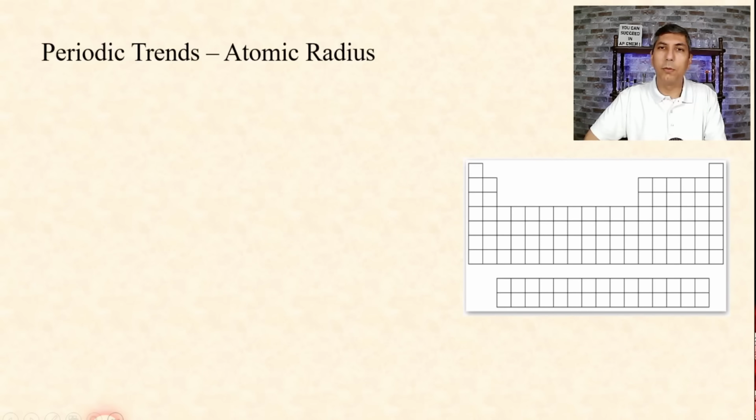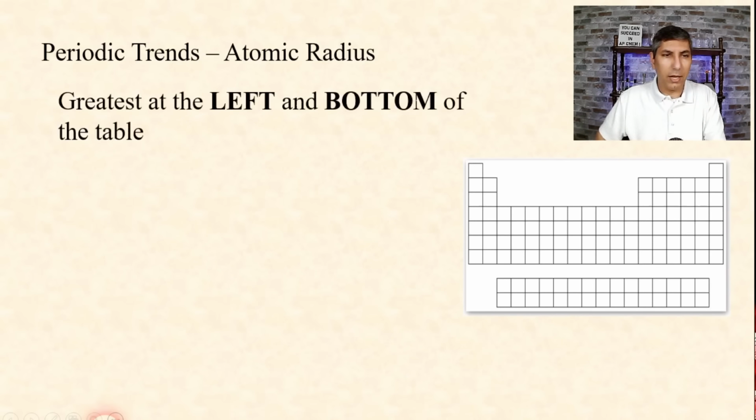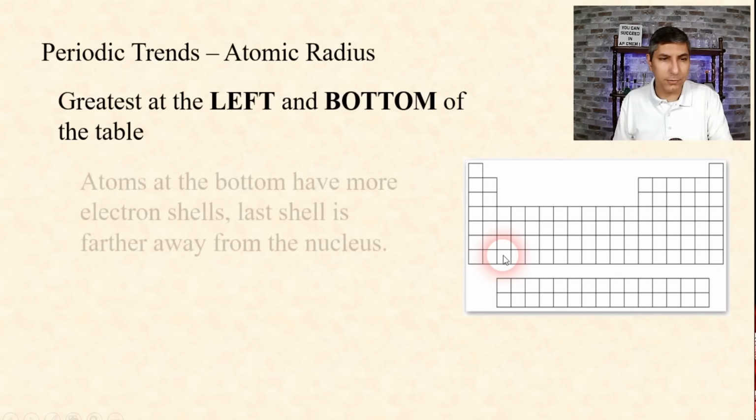And probably one of the most important ones is atomic radius. It's important to realize that the largest atoms as far as radius will be at the left and the bottom of the table. So that would be these atoms down here, closer to cesium and francium and barium and radium, in that corner of the periodic table. That's where you're going to have the largest atoms.